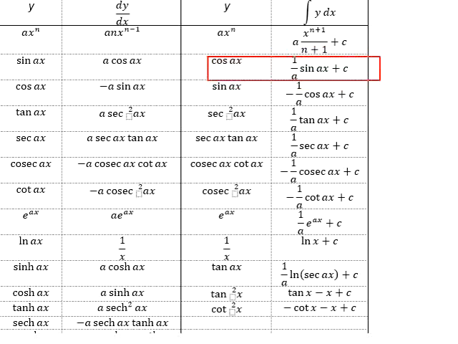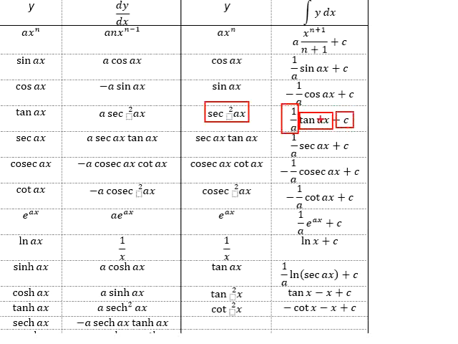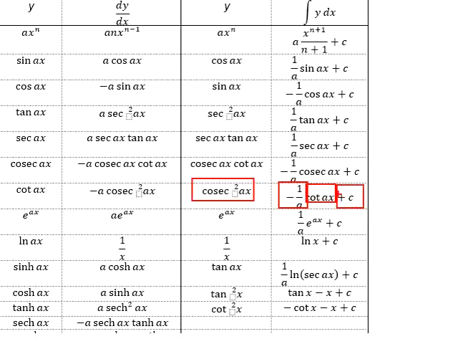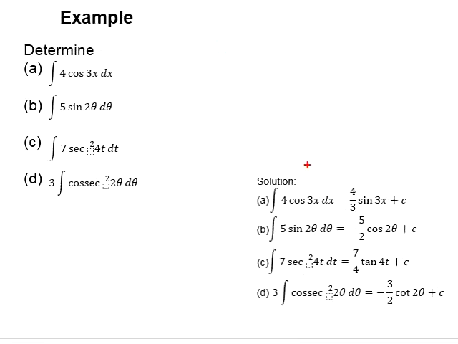Cos ax will give you 1 per a sine ax plus c. Sine ax will give you negative 1 per a cos ax plus c. And integration of secant square ax will give you 1 per a tangent ax plus c. And integration of cosecant square ax will give you negative 1 per a cotangent ax plus c. The final answers are given here.